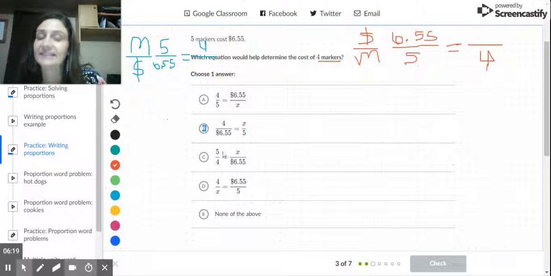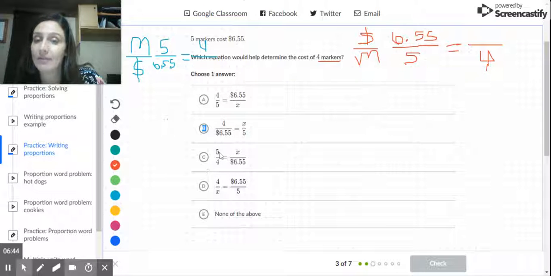But what is confusing? So if I've eliminated B and D, if you will look, they could have done set up the markers here and the money here. But what's the problem with A? Where does the $6.55 belong with how many markers? 5 of them. So they can't be across like that or diagonal like that.